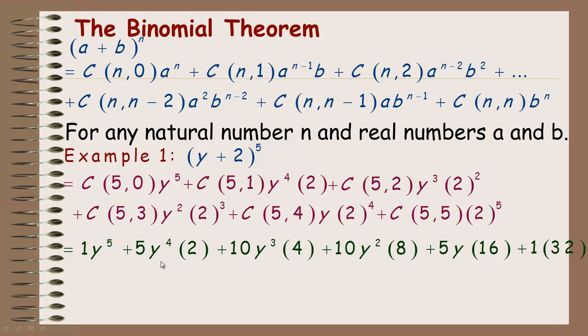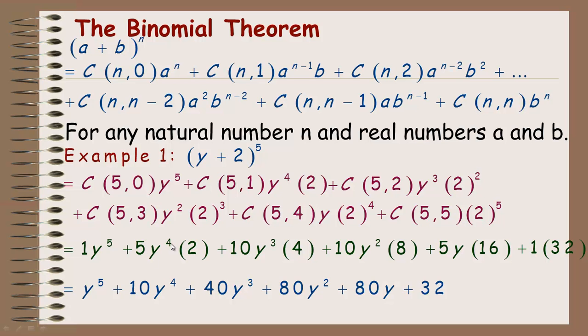So we have a few terms to simplify. The first and last one are kind of done. 5y to the fourth times 2. 5 times 2 is 10, so that's 10y to the fourth. 4 times 10 would be 40, so we have a 40y cubed here. 10 times 8 is 80, so this would be 80y squared from this term here. 5 times 16 is also 80, so we have an 80y here, and then 1 times 32 is just 32.